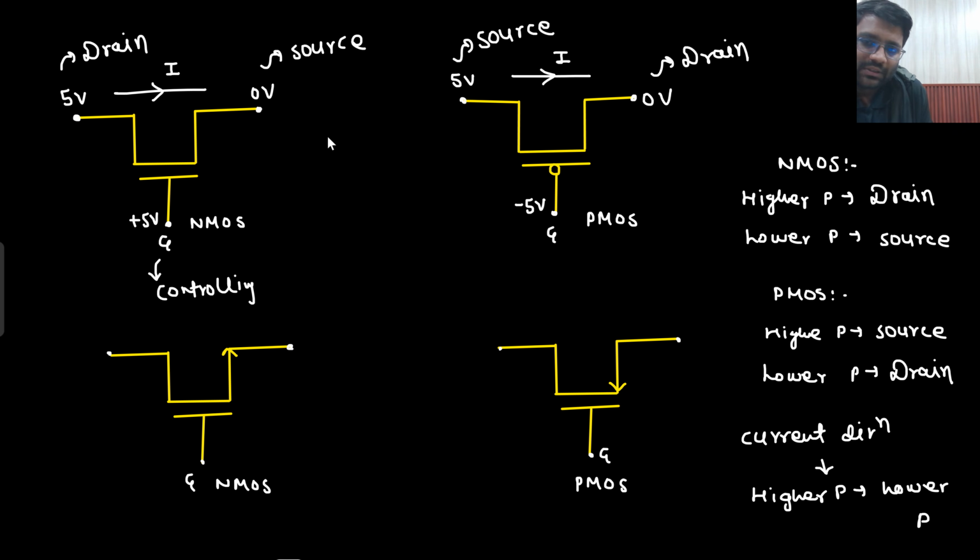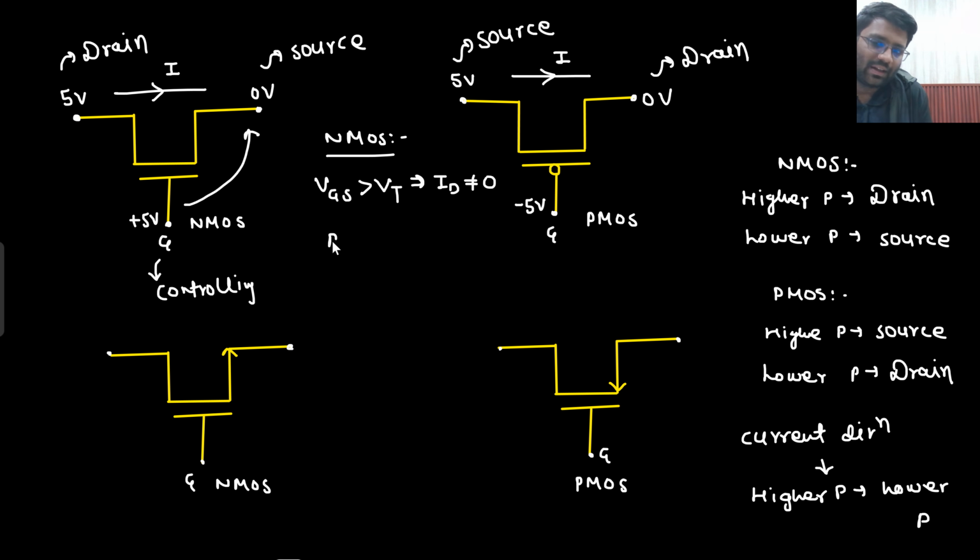In case of NMOS, if you guys know, if your gate to source potential VGS is greater than the threshold voltage, then the current would keep on flowing. Then current will not be zero. And in case of PMOS, if your VSG, source to gate potential, is greater than mod of VT, then ID will not be equal to 0.